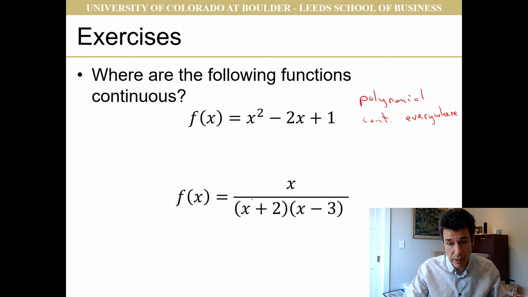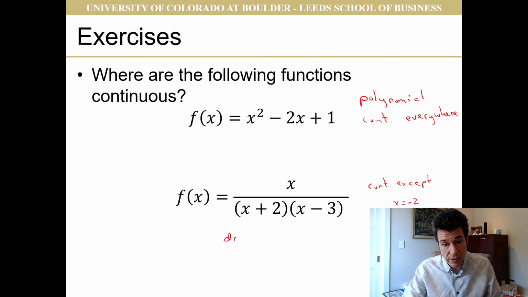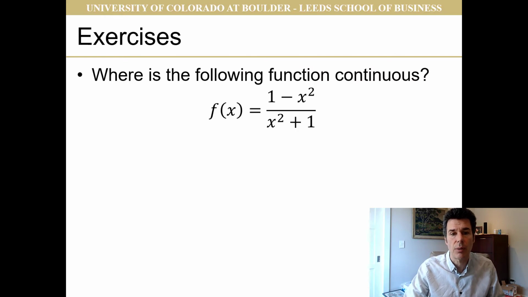This function is a rational function. f of x equals x divided by (x plus 2) times (x minus 3). So this is continuous everywhere where the denominator is not 0. So this is continuous except x equals -2 or x equals 3. We also say this is discontinuous at x equals -2 and x equals 3. Okay, what about these functions?